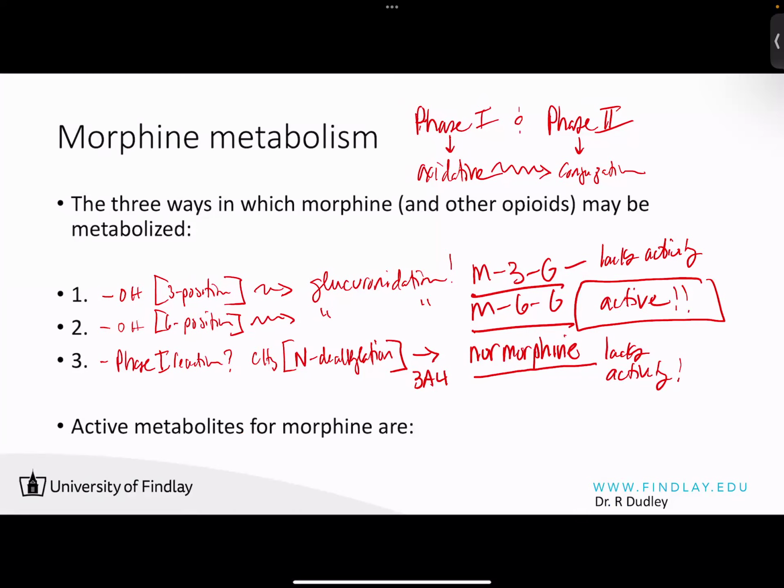Morphine 6 glucuronide is actually active. And remember, the ligand binding domain of the opioid receptors has got quite a bit of real estate. And when you stick glucuronic acid at the 6 position on morphine, that creates additional binding interactions whereby morphine can interact with the receptor despite the presence of that glucuronic acid, right? So morphine 6 glucuronide.